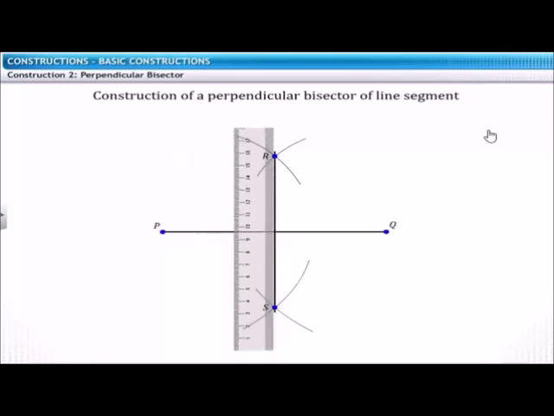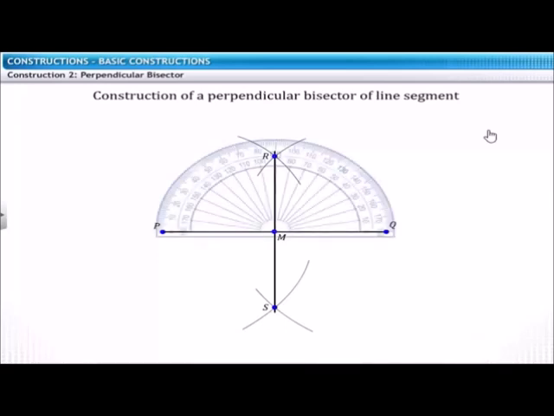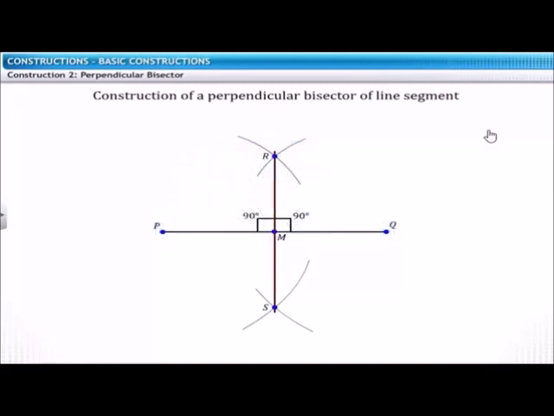Draw a line passing through points R and S. This line intersects the line segment PQ at M. Is the line RS perpendicular to the line segment PQ? Let's measure the angle formed at the point M. The measure of the angle is 90 degrees. The line RS is perpendicular to the line segment PQ.